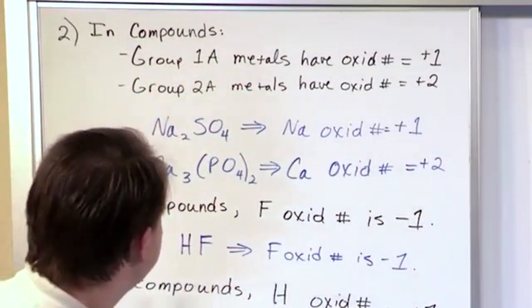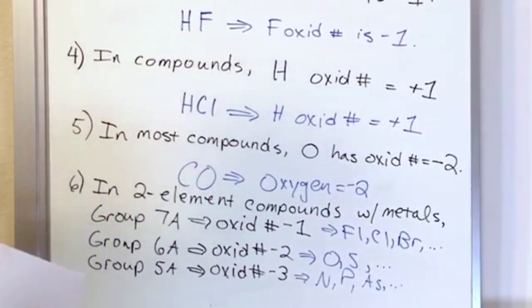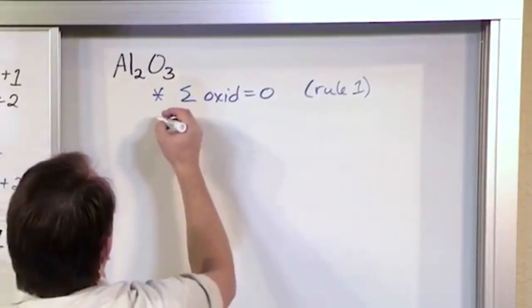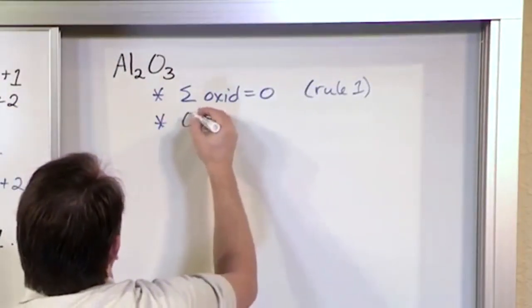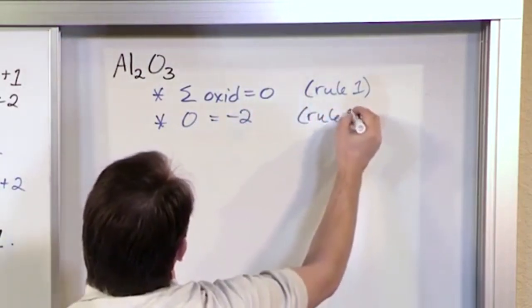I don't have any of those. Do I have any fluorine? I don't have that. Do I have any hydrogens? I don't have that. Do I have any oxygens? I do have oxygens. So I will go over here and I will say for oxygen is -2, and that's rule 5.